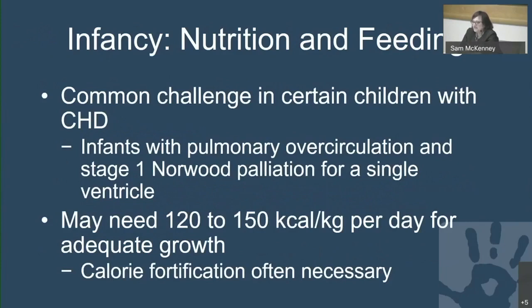Nutrition and feeding are very important in infancy and can have participation of the primary care team. It's a common challenge, as we discussed, in many of the children with congenital heart disease, particularly in infants who have pulmonary overcirculation, too much pulmonary blood flow, and those who have undergone newborn heart operations, especially the Norwood procedure. Many of these babies are going to need 120 to 150 kilocalories per kilo per day to achieve adequate growth, and calorie fortification is often necessary.